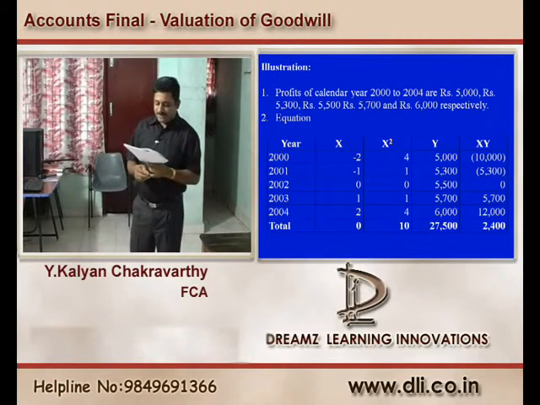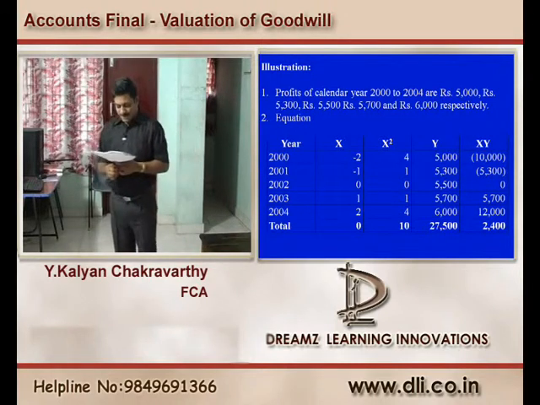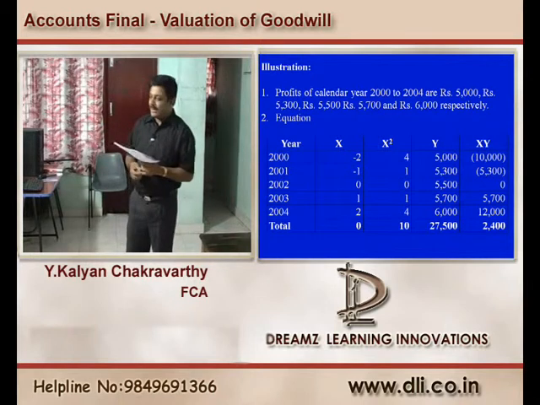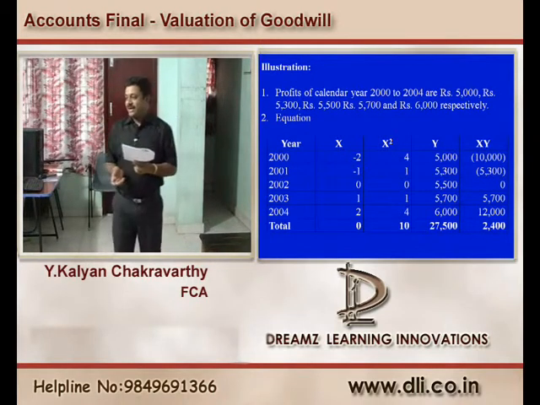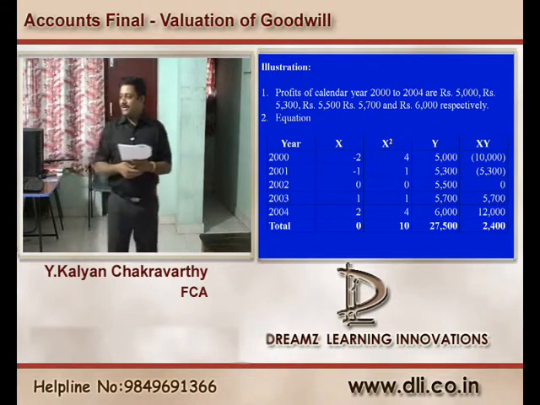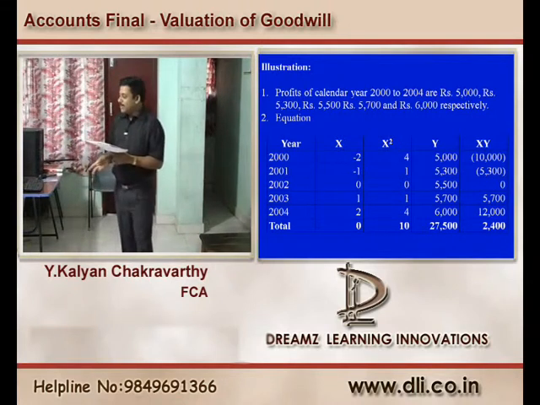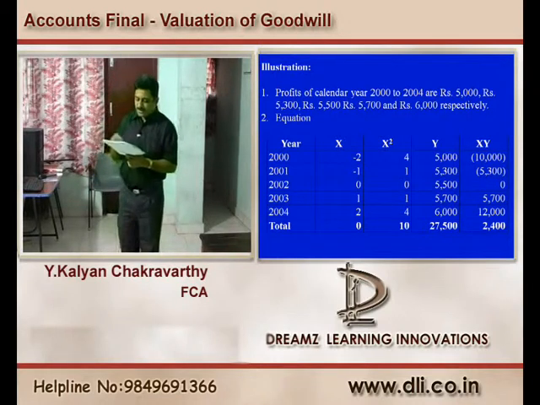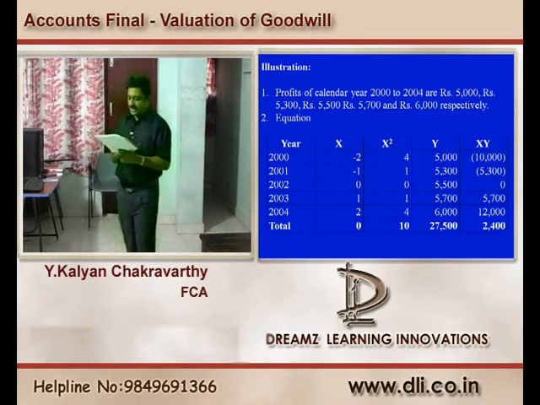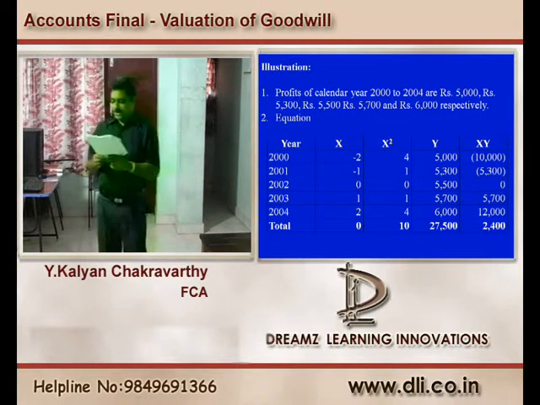On to the top what will happen? Minus 1, minus 2. To the down you get plus 1, plus 2. And you make x square. Minus 2 whole square is equal to 4. Minus 1 whole square is equal to 1. 0, 1, 4. Sigma of x square is what? 10. Y is nothing but the profits.